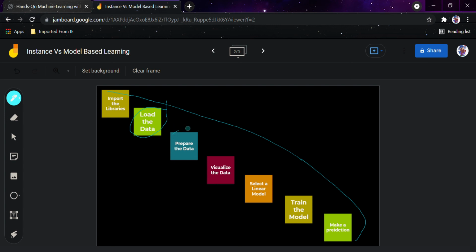Now you need to prepare the data. I told you in every video of mine that the data needs to be really clean and usable for the model, because suppose the data is unclean or has got anomalies in it, then the model is going to make wrong predictions. So you need to prepare the data. After that you need to visualize the data, to see how the data is looking.